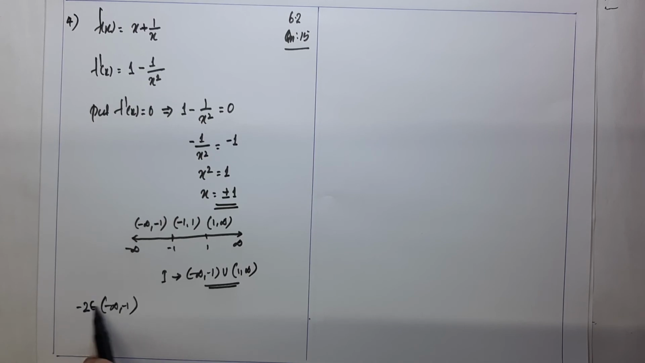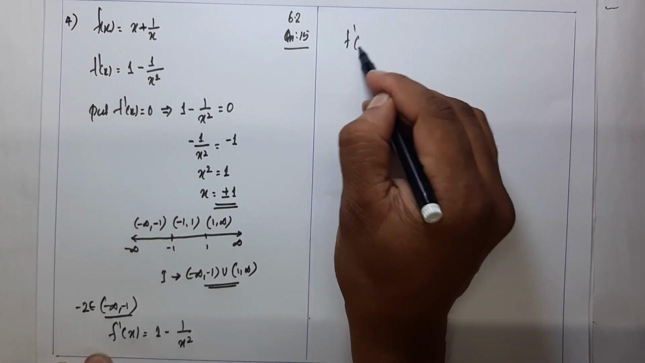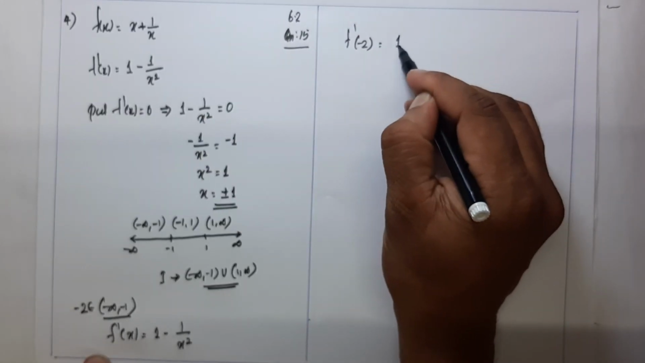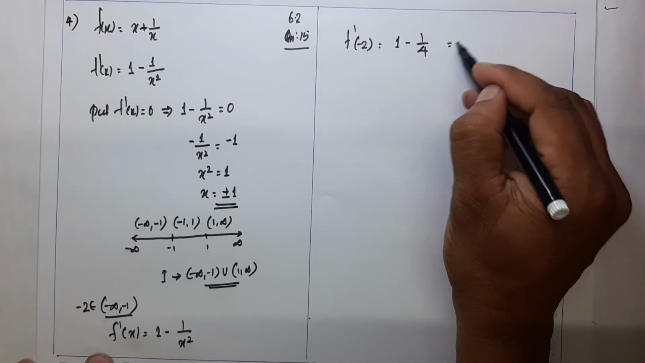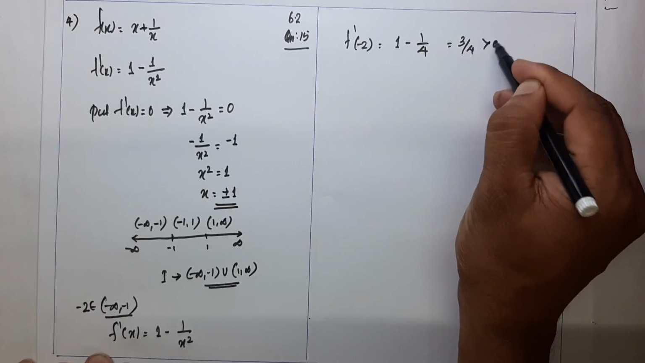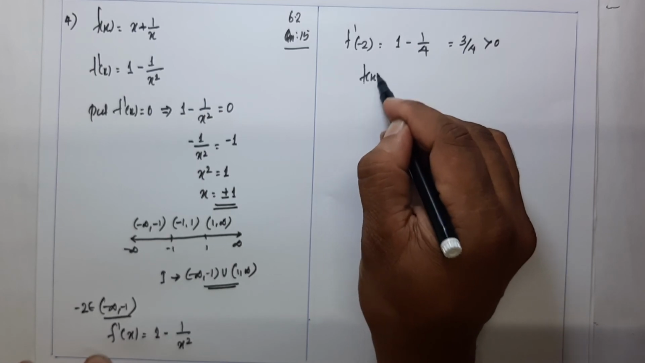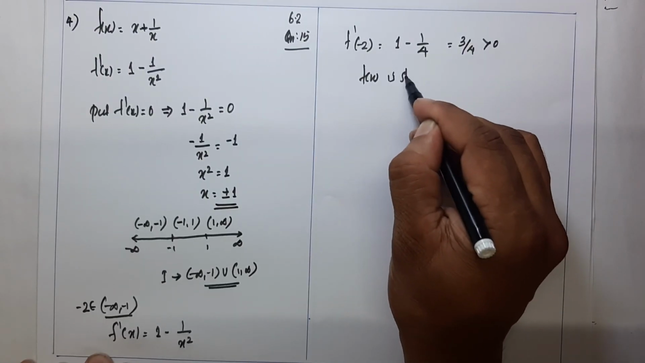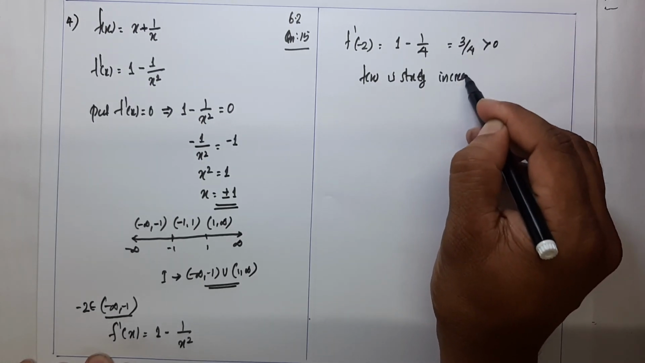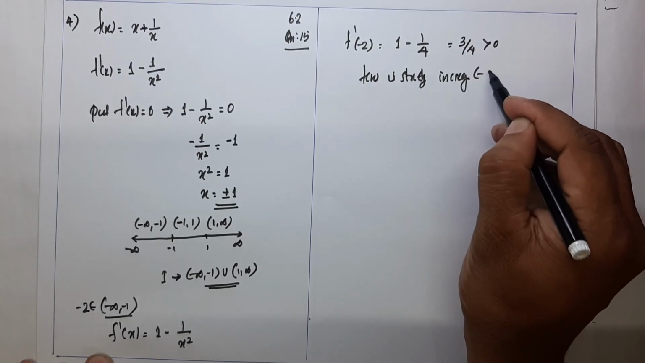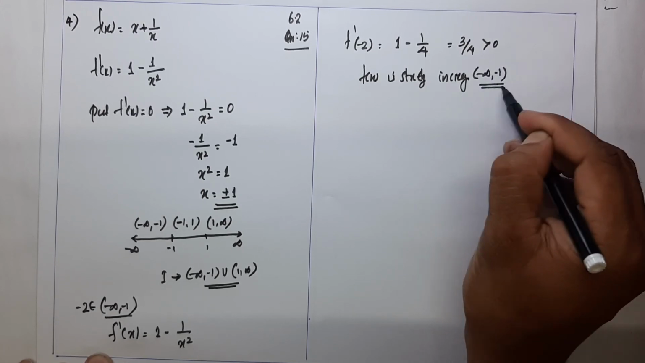We select minus 2. Therefore f dash x is equal to 1 minus 1 by x square, and therefore f dash minus 2 is equal to 1 minus 1 by minus 2 square, which is 4. That is 4 minus 1, 3 by 4, which is greater than 0, and therefore our function is strictly increasing in the interval minus infinity to minus 1.